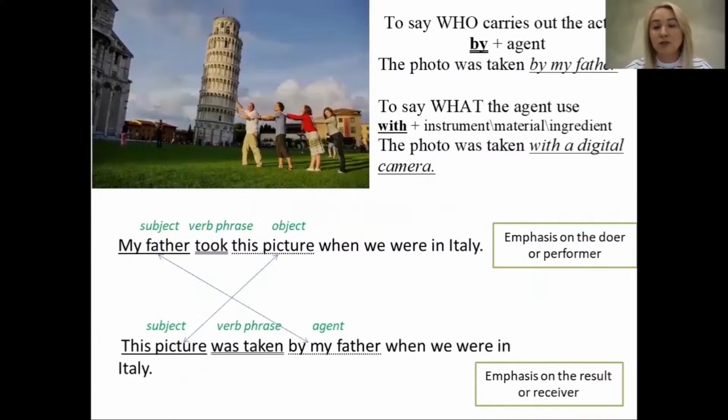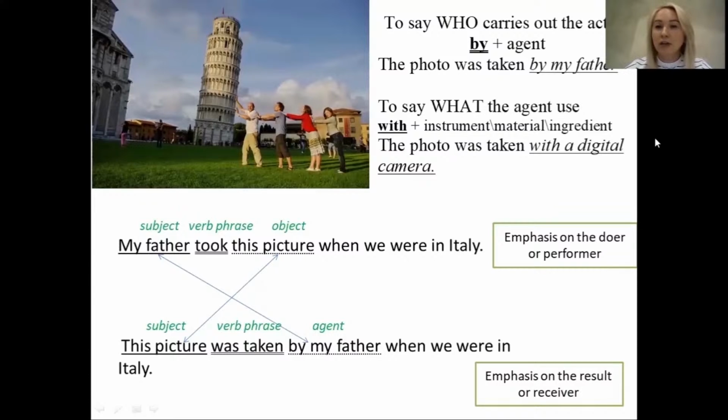So let's go back to our two sentences. My father took this picture when we were in Italy. So here we use the active voice because we want to emphasize the doer or performer. When we use the passive voice, we emphasize the result or receiver. So the subject in the active voice becomes the agent in the passive one, and vice versa. The object in the active voice becomes the subject in the passive one.